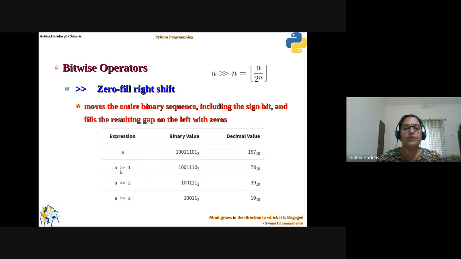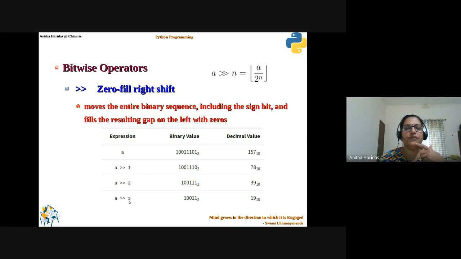Suppose I give a right shift, then this 1 will be removed and a 0 will be added here. So this 1 will be shifted out and you will have only 1001110. So this 1 is shifted out. So you will get the corresponding decimal value as 78. It is something like 157 divided by 2. The quotient will be 78.